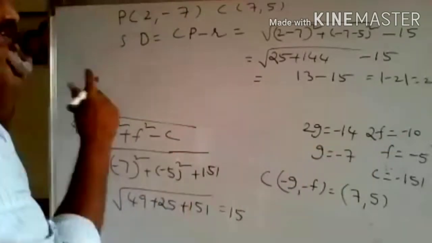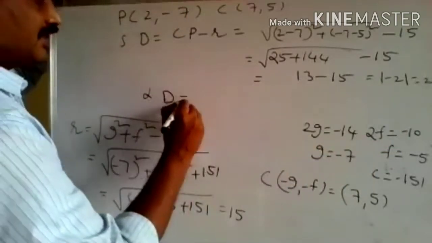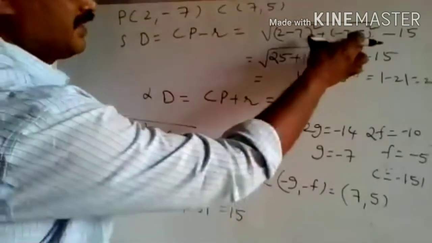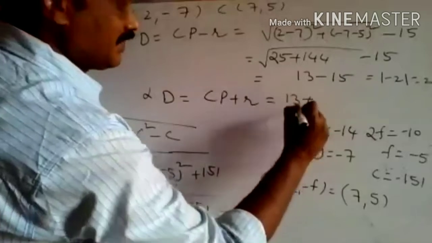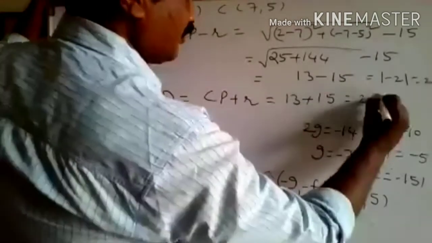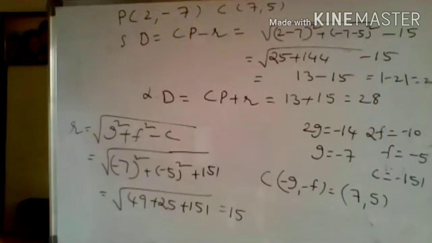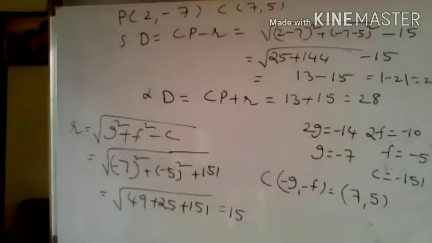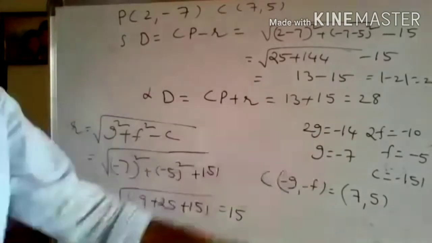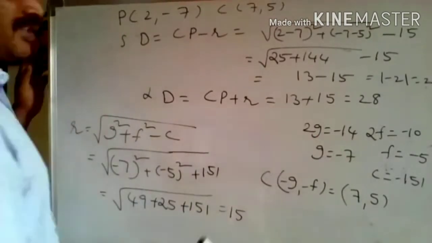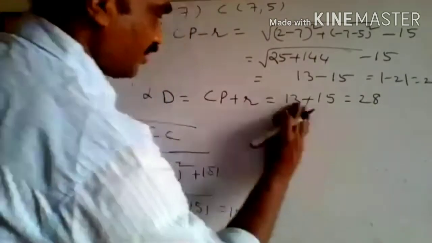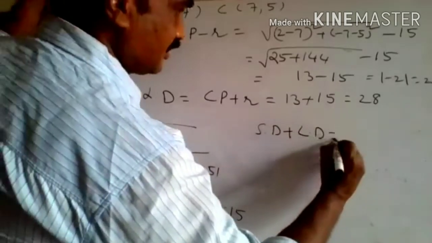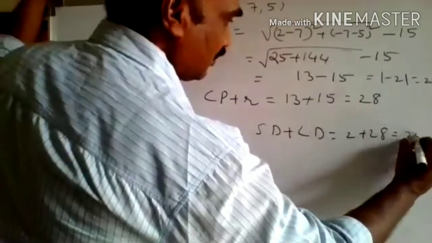Next, the longest distance. Longest distance is equal to CP plus R. CP is equal to 13 and R is equal to 15. 13 plus 15 is 28, so the longest distance is 28. The sum of the shortest and longest distance is equal to 2 plus 28, which is equal to 30.